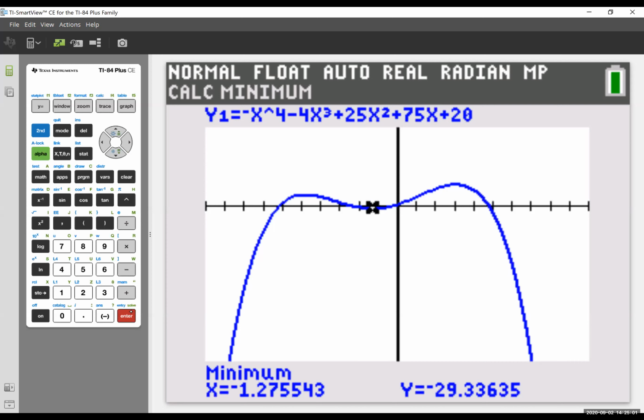And remember, if you're not identifying whether it's a max or min, it could get really confused. So make sure you understand that first and you indicate this. So it looks like it's negative 1.28 if we're rounding, and the y value negative 29.34 or so. So I'll write that down. I'll get back to that. And one more to go.